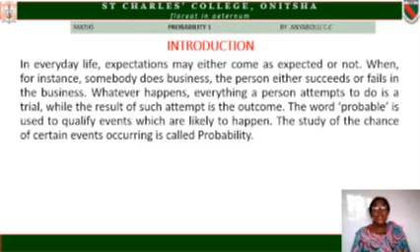Introduction. In everyday life, expectations may either come as expected or not. When, for instance, somebody does business, the person either succeeds or fails in the business. Whatever happens, everything a person attempts to do is a trial, while the result of such an attempt is the outcome. The word probable is used to qualify events which are likely to happen. The study of the chance of a certain event occurring is called probability.